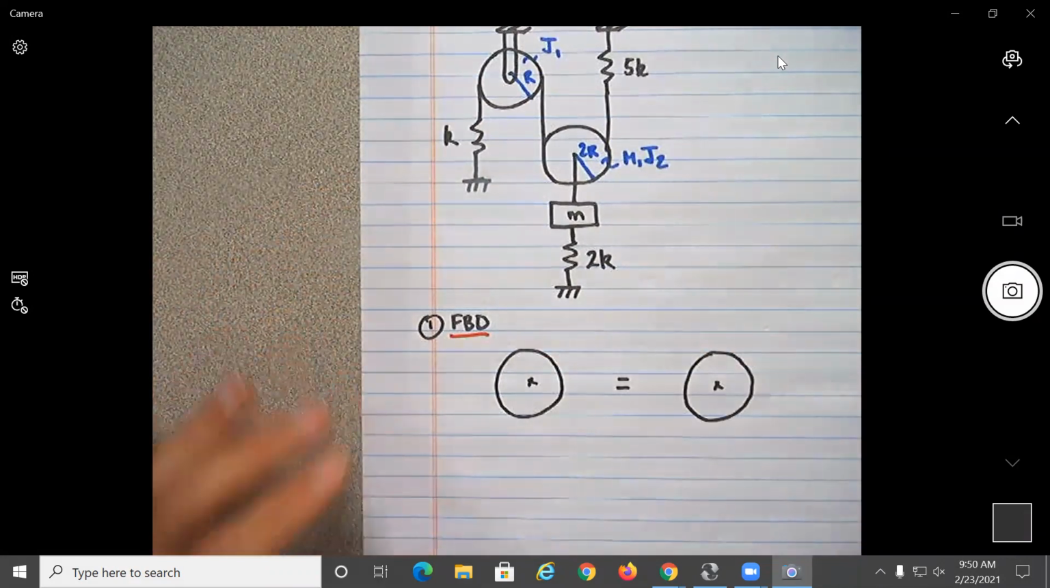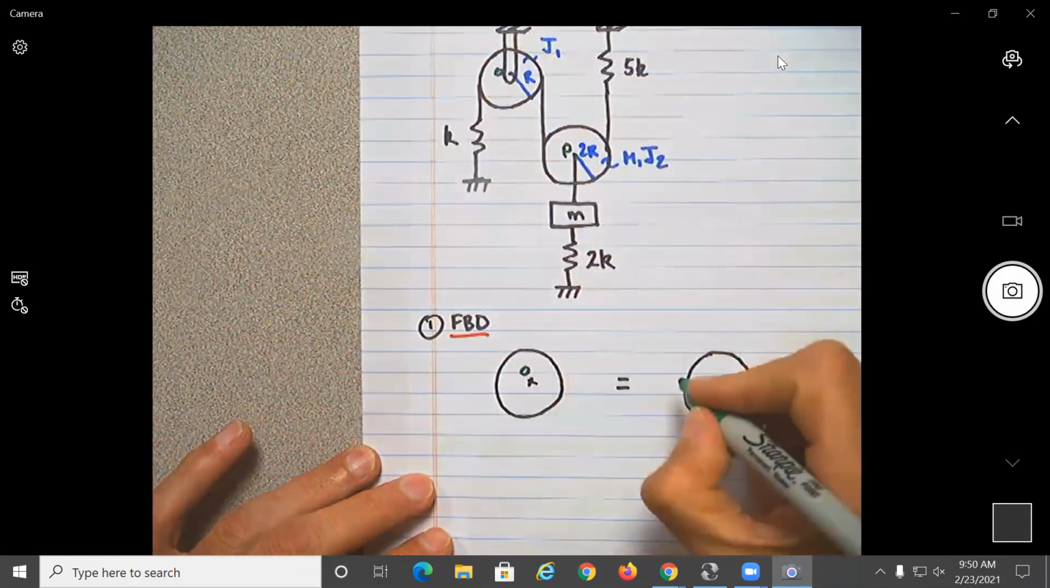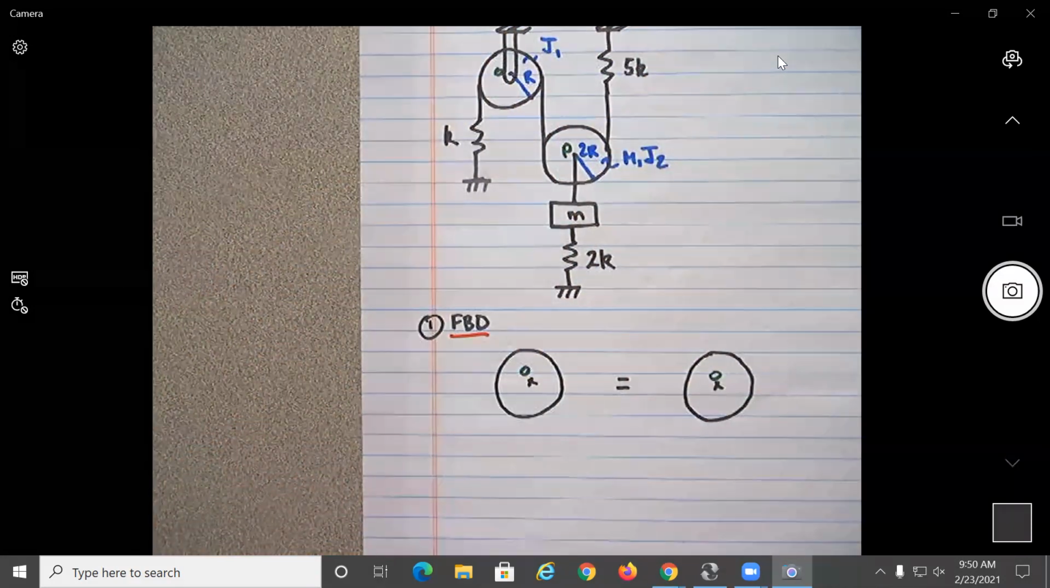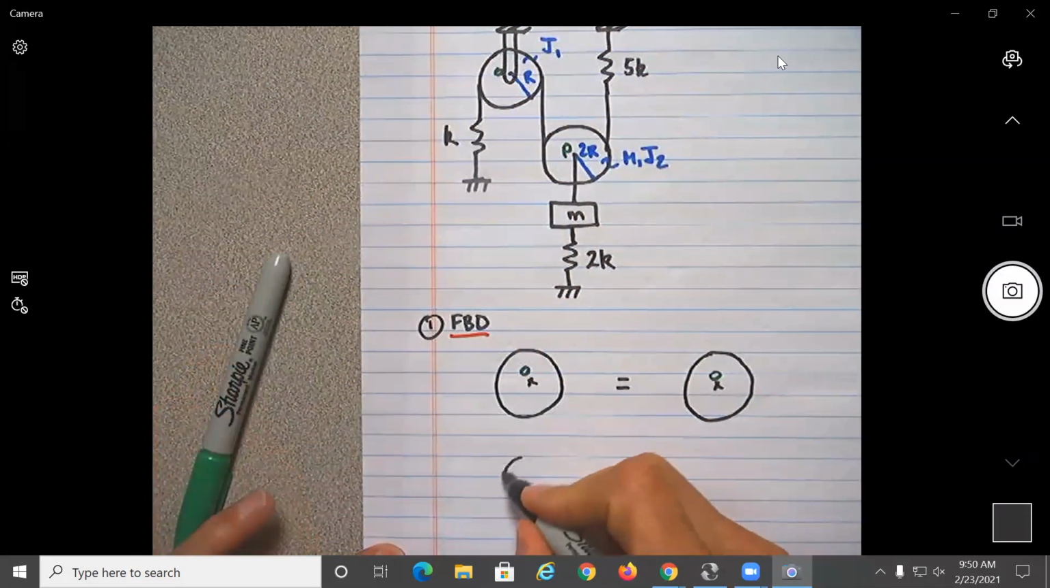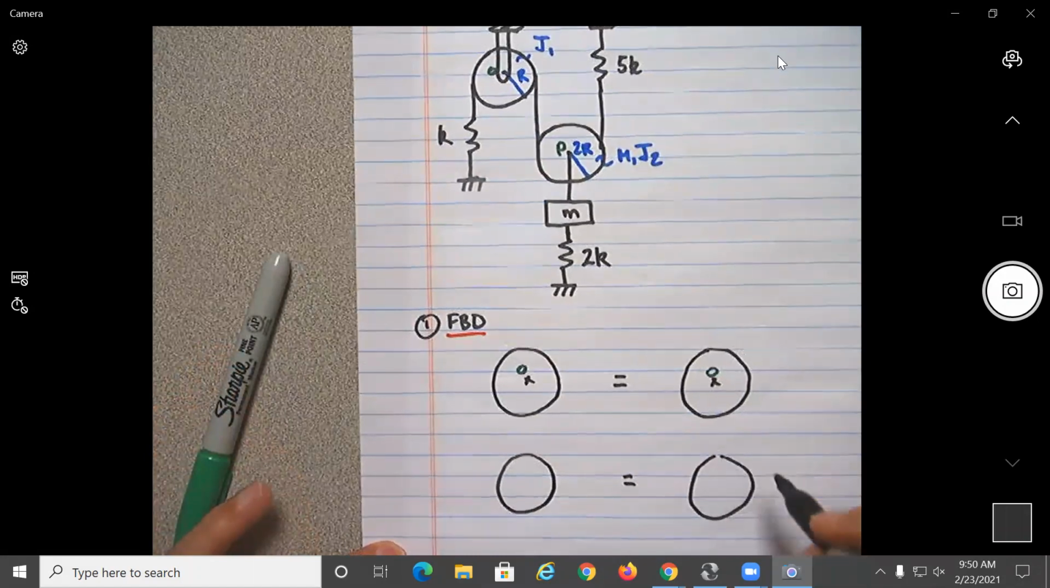So let's say this will be this center, let's call it O, this one P, so we can make the difference. It will be O, O. Then we need one for the second pulley, and one for the block.